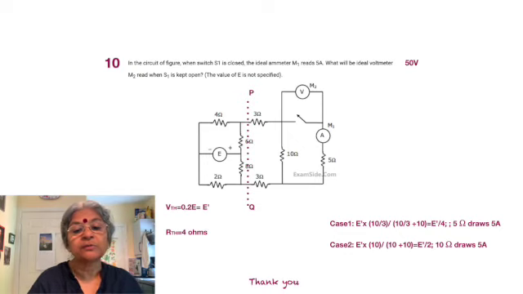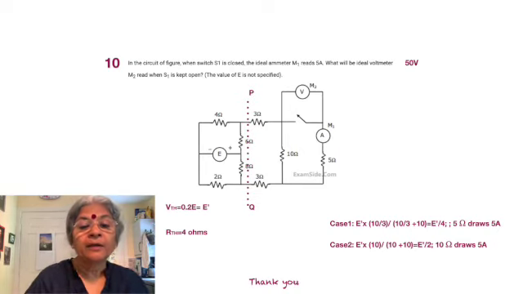So the next situation is when S2 is open, which means that there is a voltmeter which is reading the open circuit voltage. It's reading the voltage across 10 ohms because through 5 ohms nothing flows, since the voltmeter is considered to be ideal, and so with infinite impedance. So that's the situation.